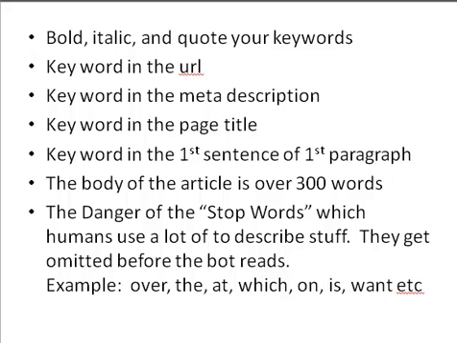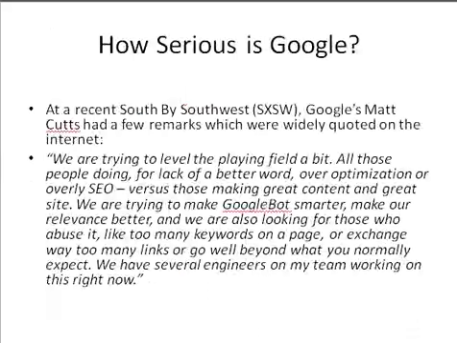Stop words. If you don't know what stop words is, Wikipedia's got a great description. But essentially, they're the little words that people use to describe stuff like over, the, at, which, on, is, what. Usually the bots will ignore these words and will ignore the phrase that they're in. So if your keyword description, your title, has one of these stop words in, it's recommended to get them out of there. Find ways to avoid these words.